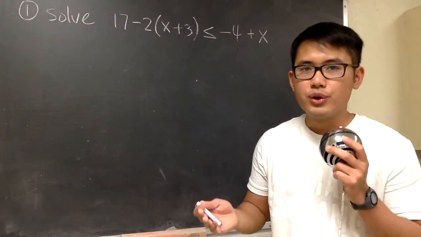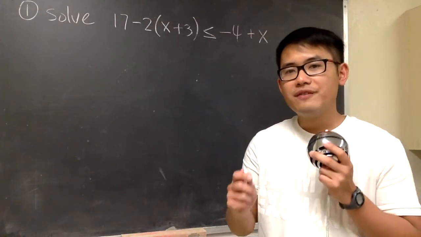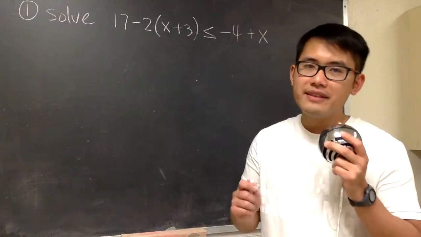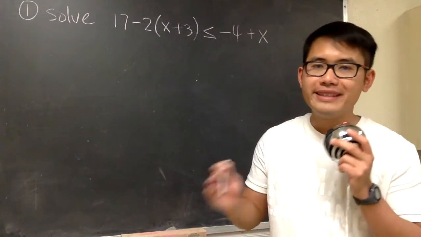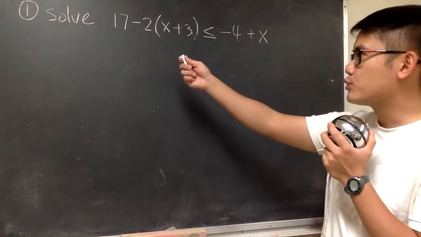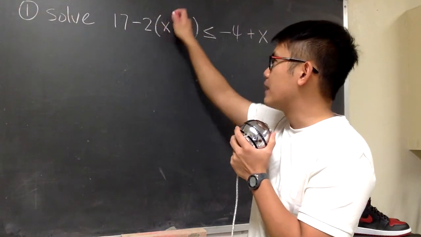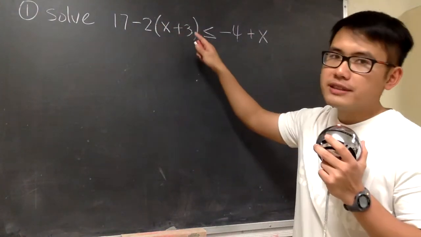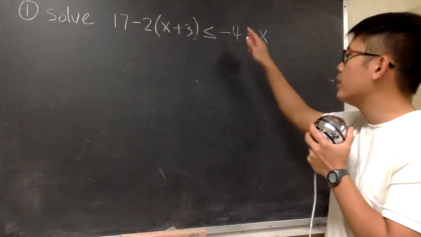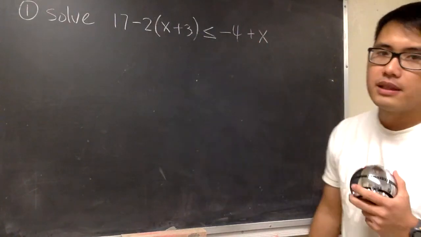In this video, I'm going to show you how to solve an inequality. First, we'll go over the regular situation, and then we'll talk about compound inequalities. So this is the first one. We have 17 minus 2 times the parentheses with x plus 3 inside, and this is less than or equal to negative 4 plus x.